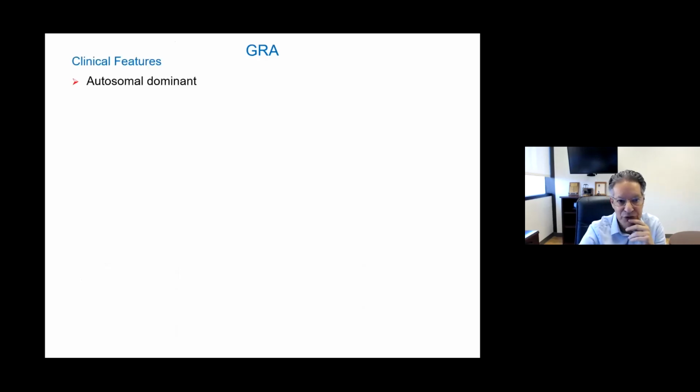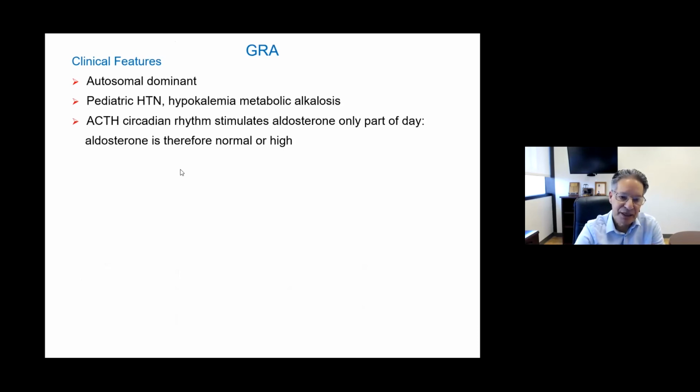So what are the clinical features? First, it's autosomal dominant. Again, a pediatric disorder with hypotension and a hypokalemic metabolic alkalosis. Interestingly, because ACTH has a circadian rhythm, aldosterone from the zona fasciculata is only stimulated part of the day. Just like cortisol, there's a diurnal variation, highest in the morning. So you tend to find the aldo high in part of the day, and it can be normal the rest of the day, usually high in the morning. So it really depends when you make the measurement.